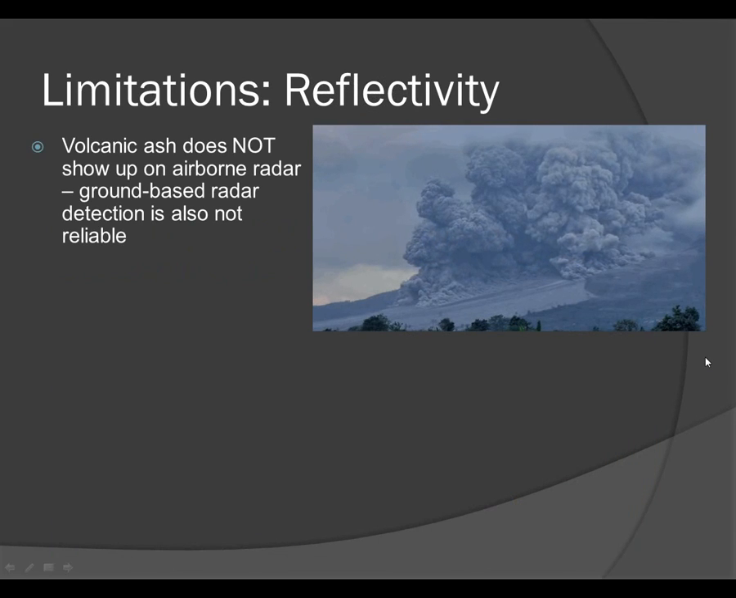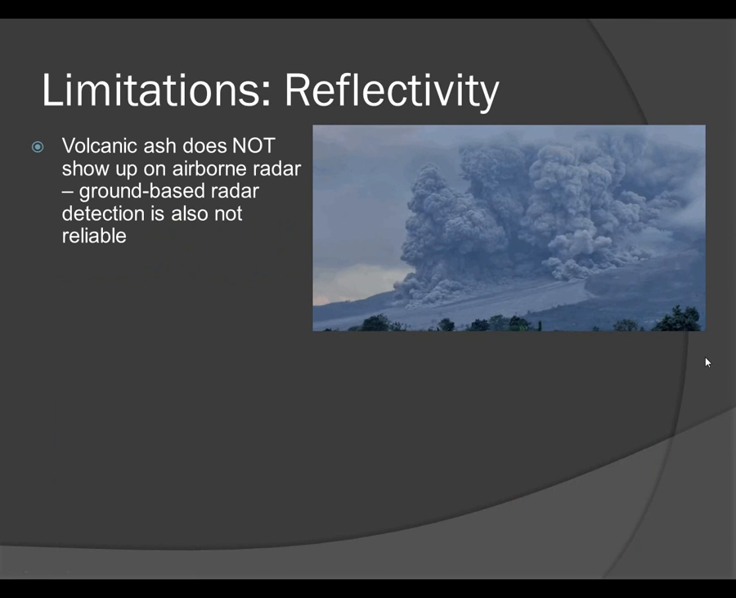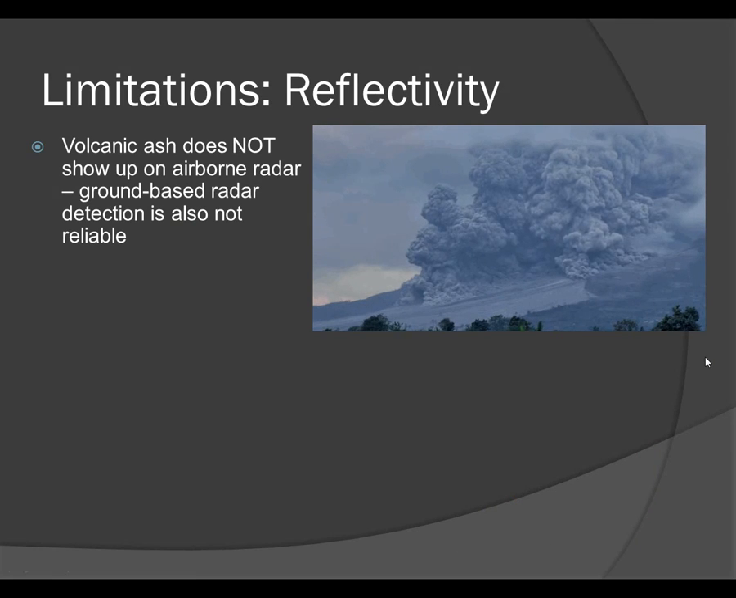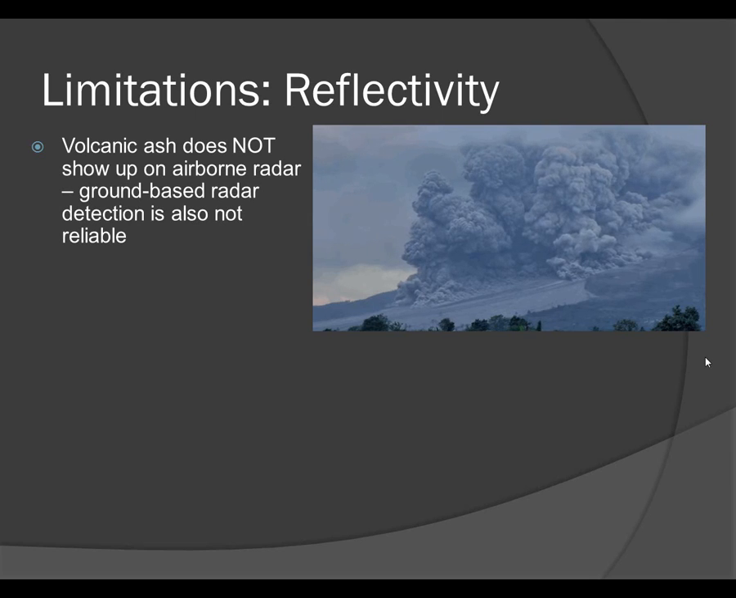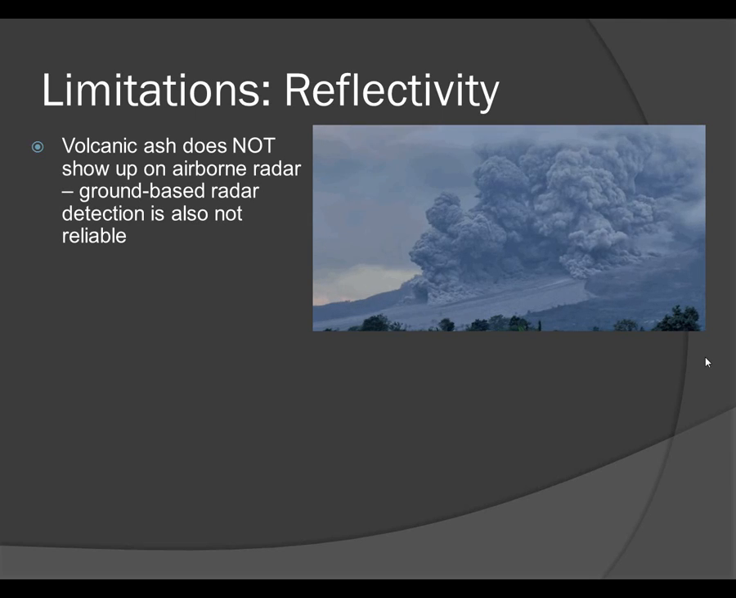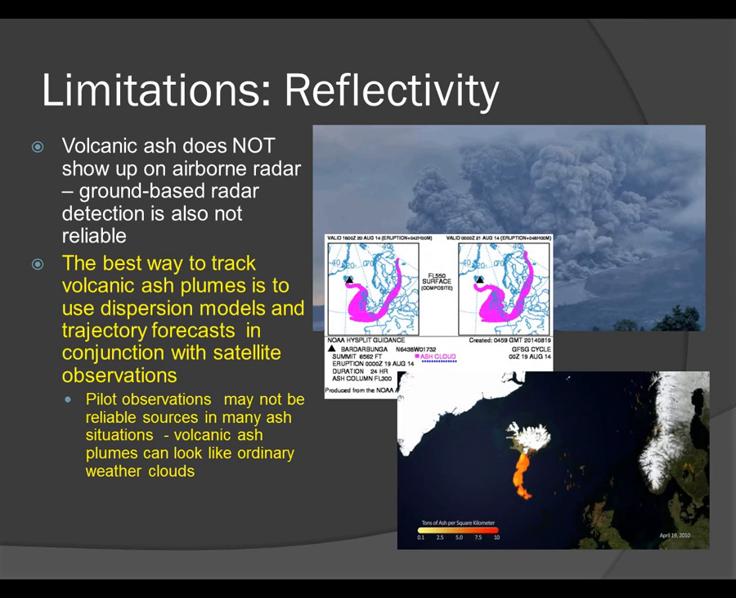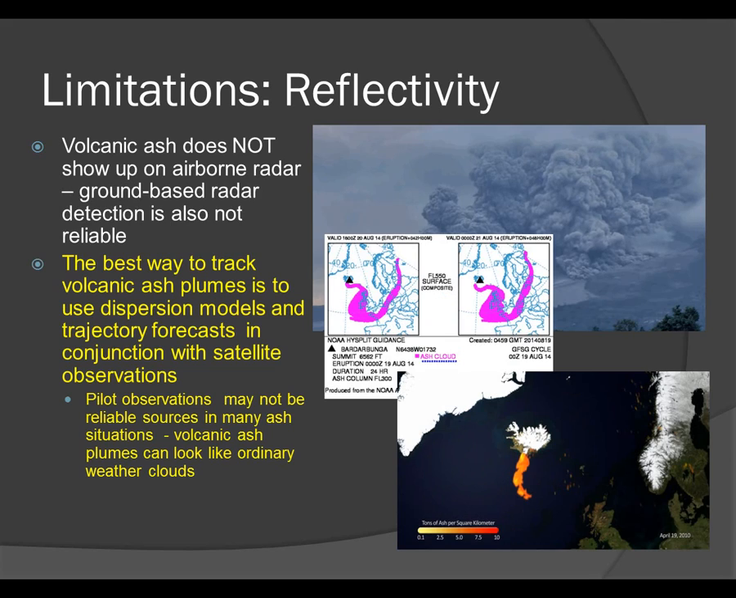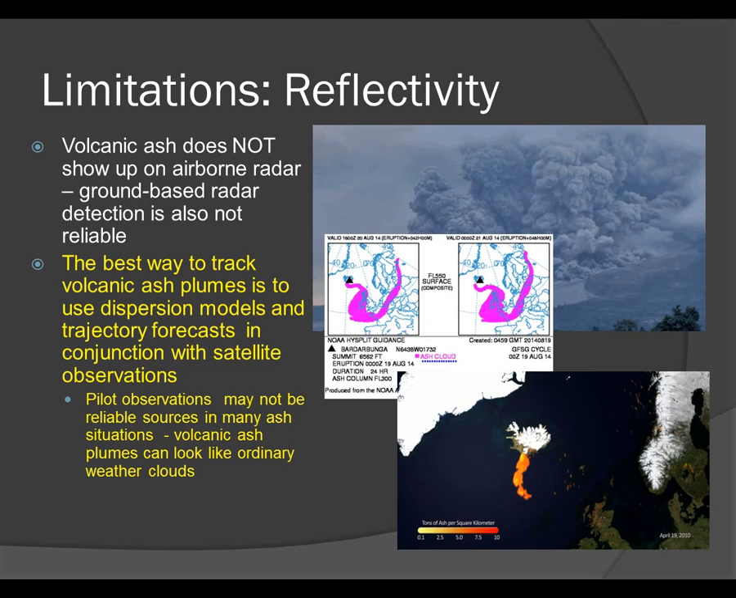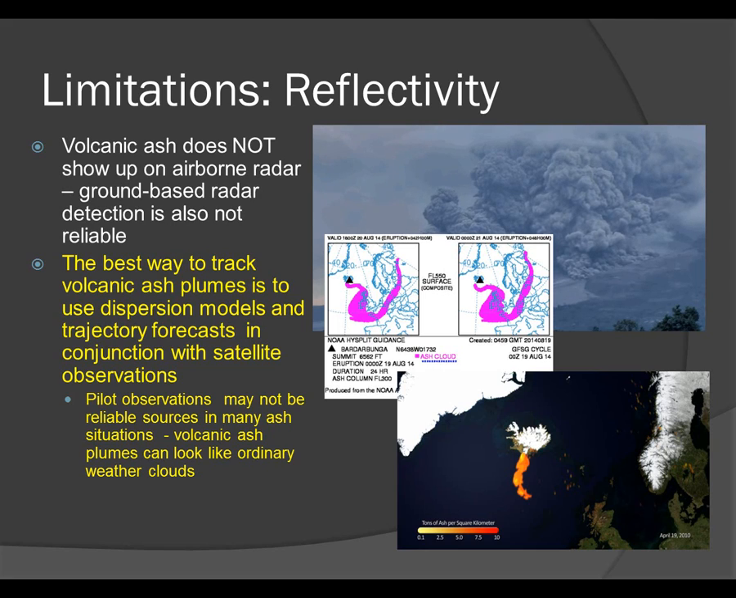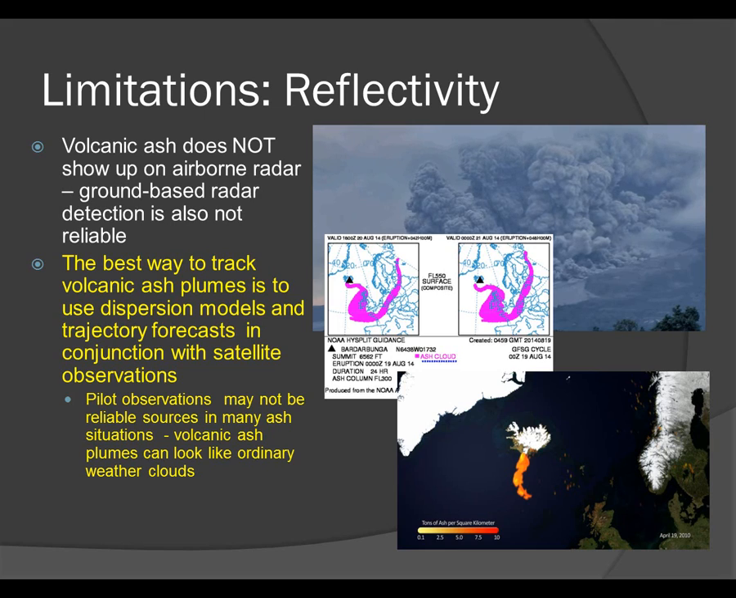There are also some issues with volcanic ash related to radar. Volcanic ash does not show up on airborne radar. And it's also important to note that ground-based radar detection is not reliable. The best way to track volcanic ash plumes is to use dispersion models and trajectory forecasts in conjunction with satellite observations. Pilot observations may not always be reliable sources because volcanic ash plumes can look like ordinary weather clouds.